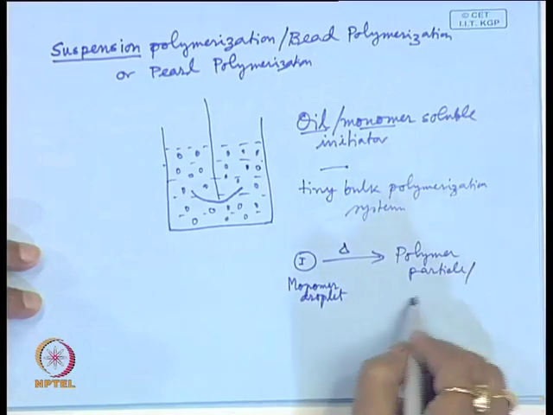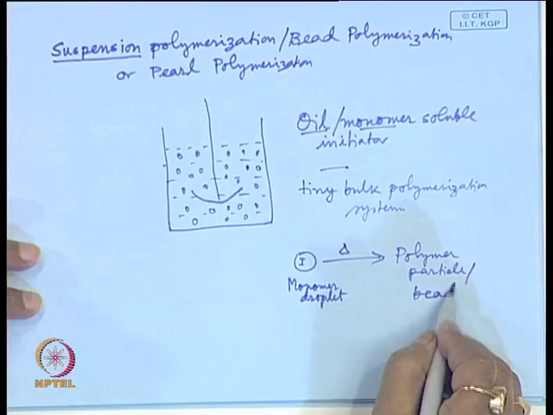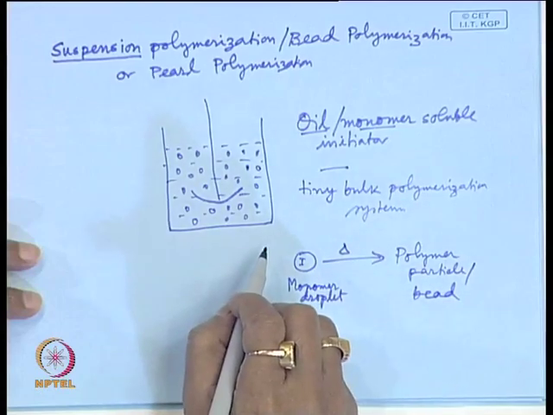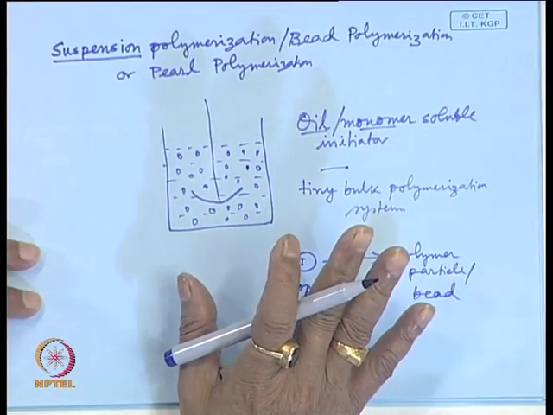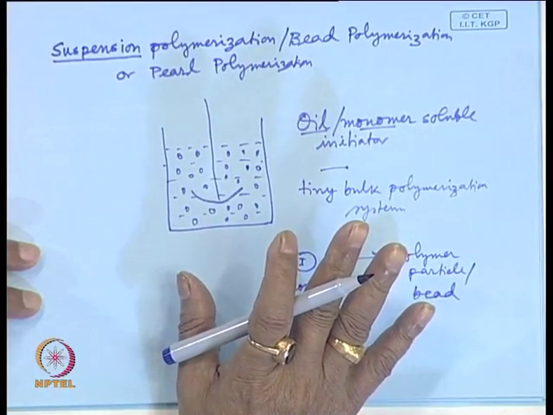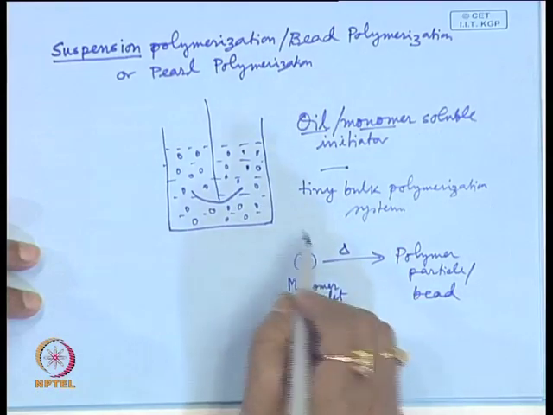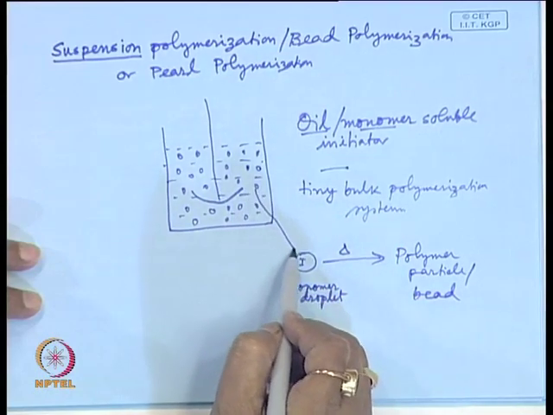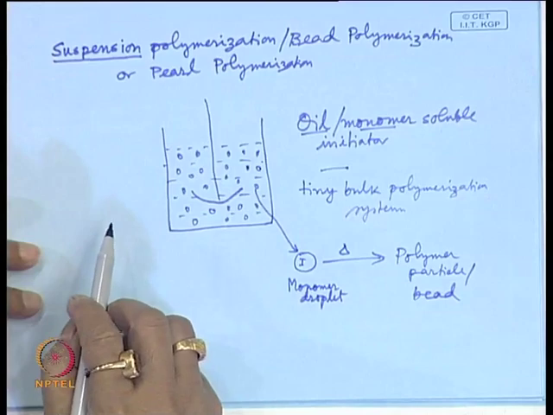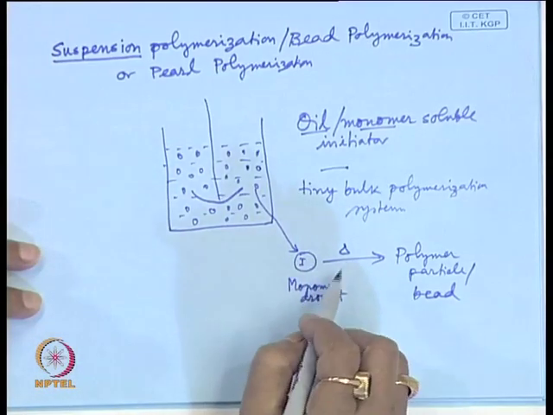A polymer bead. Any problem? Polymer bead, polymer particle. This is the same monomer droplet. So, I am showing this monomer droplet in a bigger dimension.